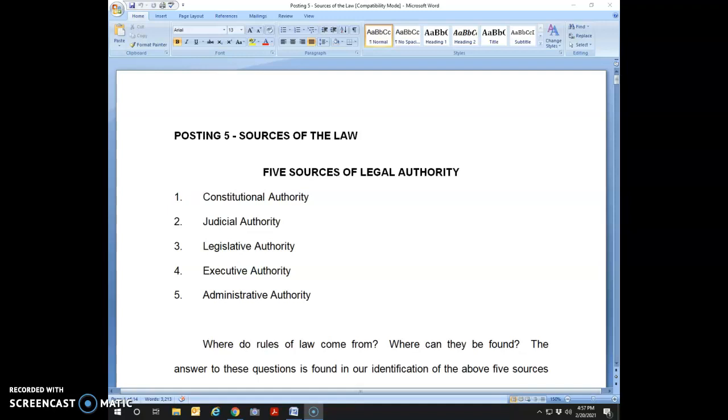Legislative authority might be the one that you're aware of, that the national legislature, the Congress, or the state legislature, from time to time, they will pass laws. And that could be seen, for example, if you're taking the crimes course, we're looking at the New York penal law. That's a law or a set of rules of law that come from the legislature.